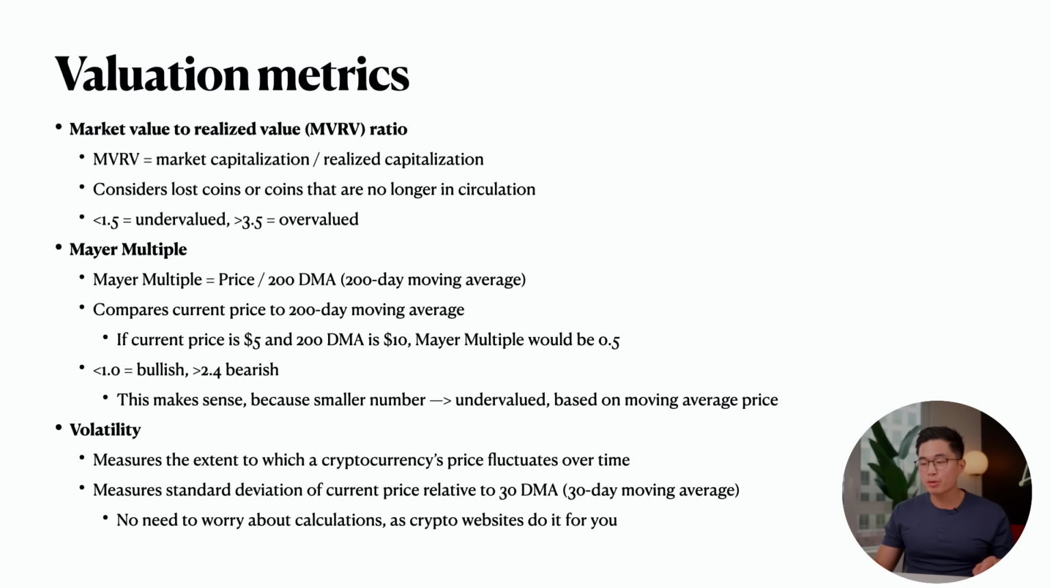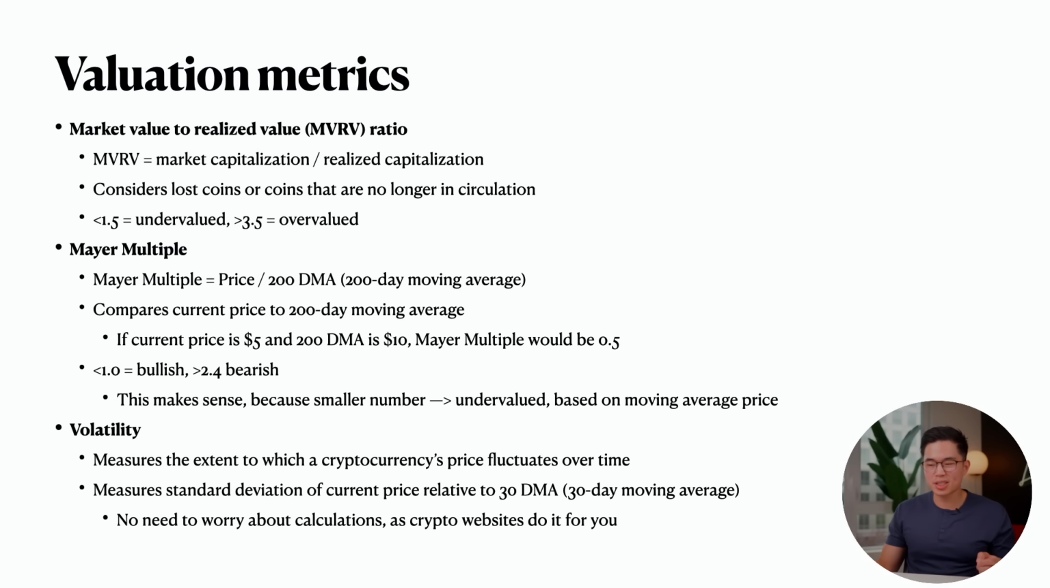Now the MVRV ratio, this is the market value to realized value ratio. And to find this, you're basically taking the market cap, what we talked about earlier, and divide it by the realized capitalization. This is going to consider any lost coins or coins that are no longer in circulation. If the MVRV ratio is under 1.5, that could mean that the coin is undervalued, and if it's over 3.5, this means that it could be overvalued.